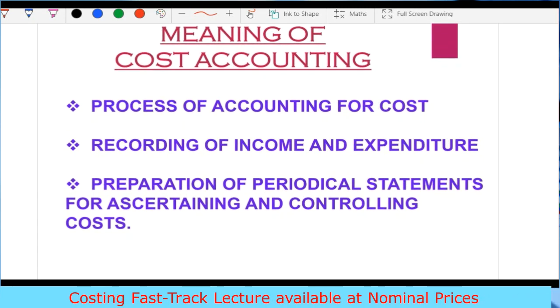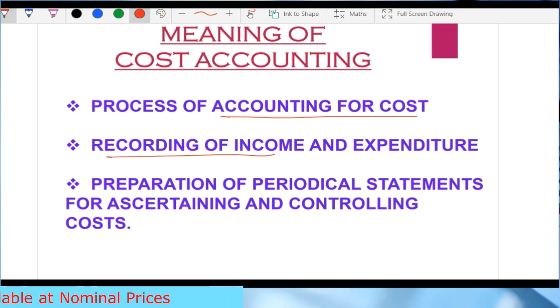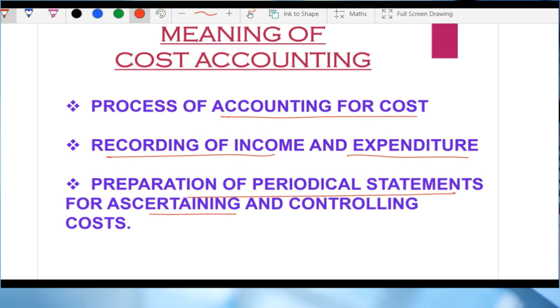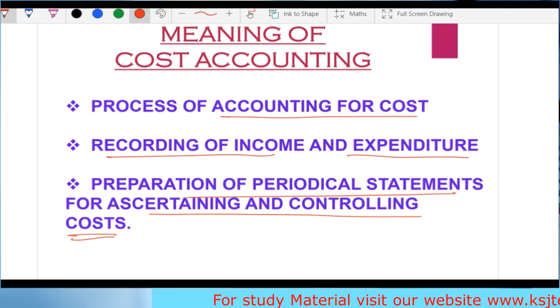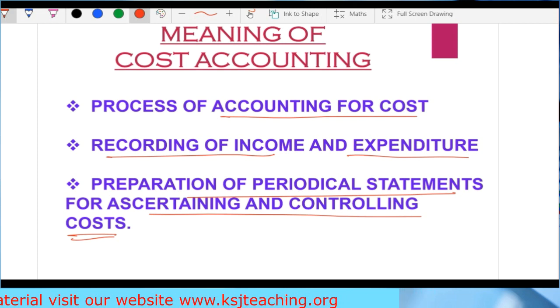Cost accounting: process of accounting for the cost, recording of income and expenditure, preparation of periodical statements for ascertaining and controlling the cost. Now what will happen after you have shown the invoice? Your father goes to the room, he comes back with a diary and starts writing that on this date my son has done an expenditure of 1500 rupees on buying the shirt. So this is basically accounting for the cost.